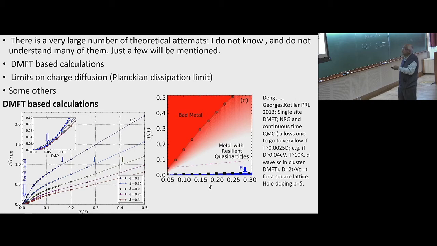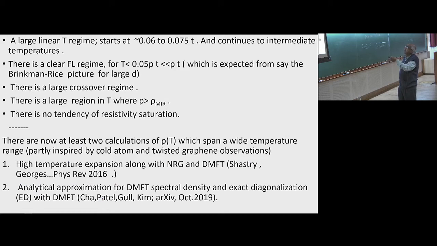Okay, so this is what I have tried to summarize here. There is a large linear in temperature regime, which starts at a pretty low temperature of the order of 1/15th of the hopping amplitude and continues to intermediate temperatures. There is a clear Fermi liquid regime for rather low temperatures. And this is rather low, I mean, it seems to be very low in comparison to what is expected from a well-known picture of the strongly correlated system due to Brinkman and Rice, which is good for large dimensions.